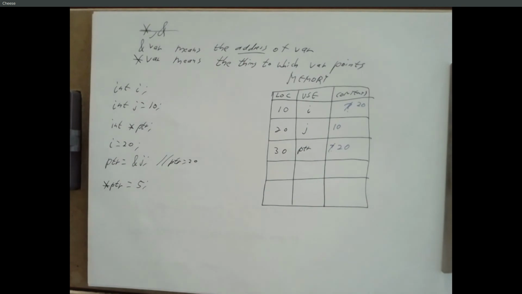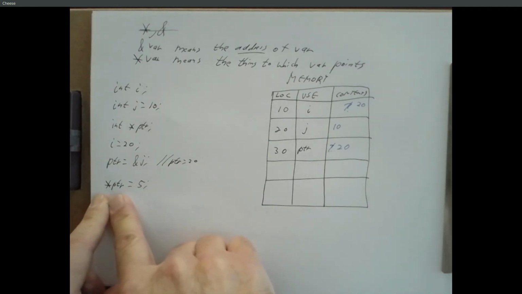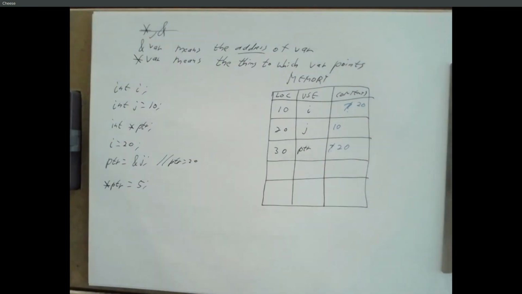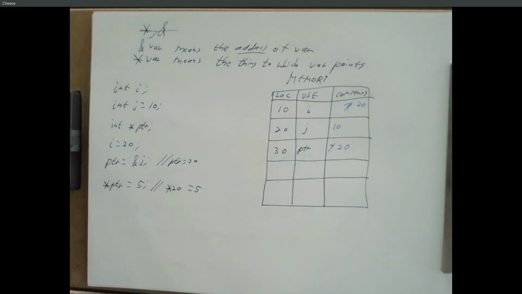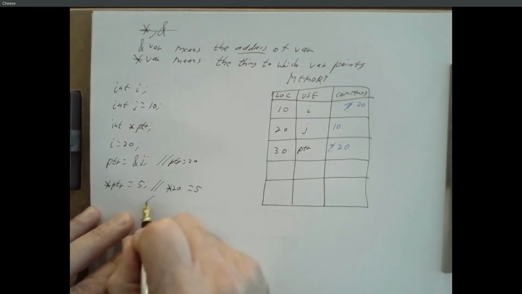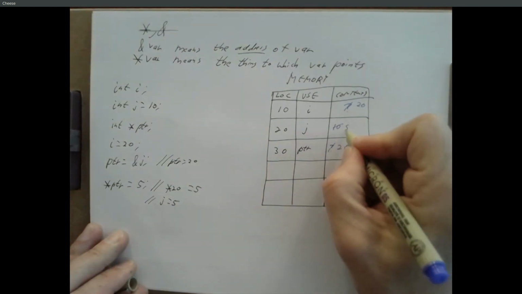Okay, now we say star pointer equals 5. What is that going to do? Will that make the contents of J become 5? That will make the contents of J become 5. So the right-hand side is just a 5. The left-hand side says I want the thing to which PTR points. So it looks at the value of PTR, that's a 20. So star pointer is basically star 20 equals 5. In other words, the thing at memory location 20 should be set equal to 5, which is basically saying J equals 5. So that's going to put a 5 in here.